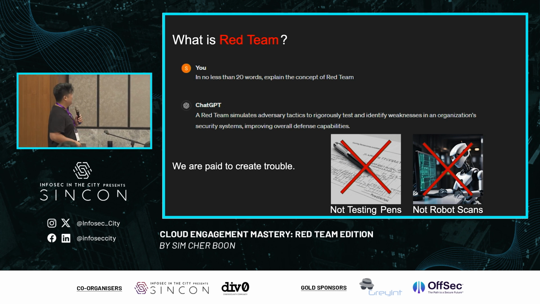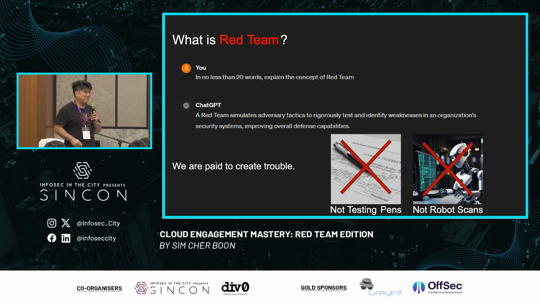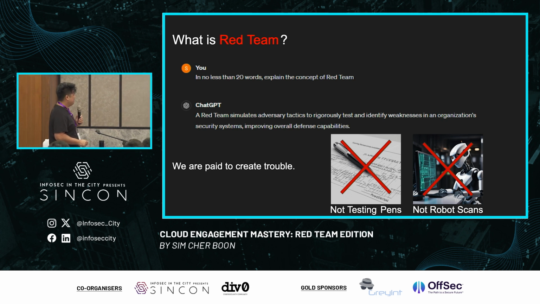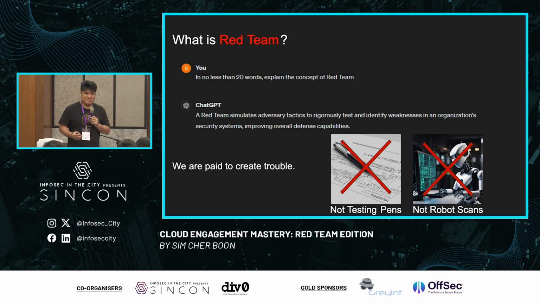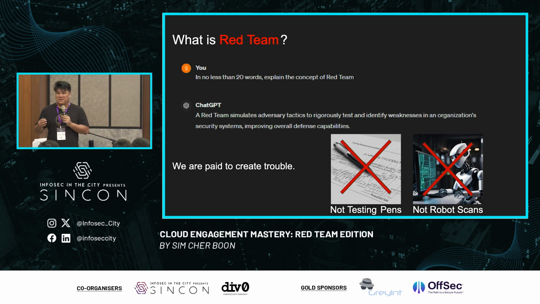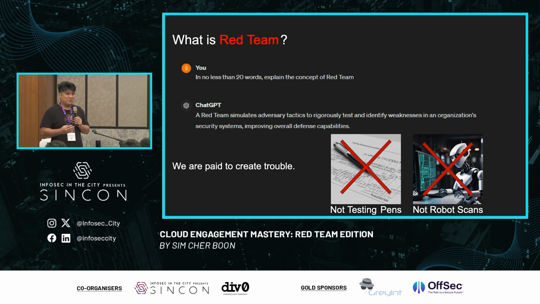So I asked ChatGPT, in no less than 20 words, to explain what is red team. It tells me it simulates adversary tactics and rigorously tests and identifies weaknesses in an organization. So by this sentence, you know that it's not your run-of-the-mill pen testing, vulnerability scanning, or whatever it is. It's literally end-to-end in your organization.